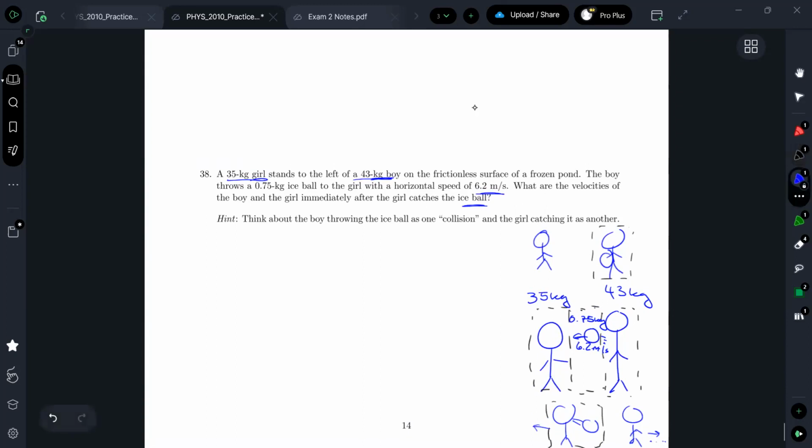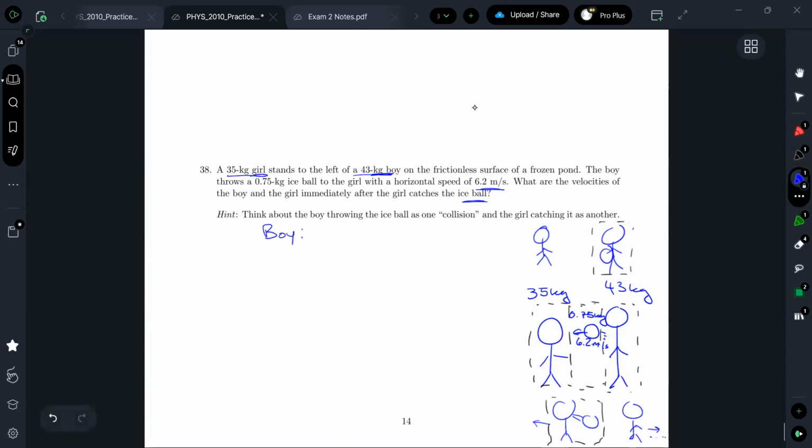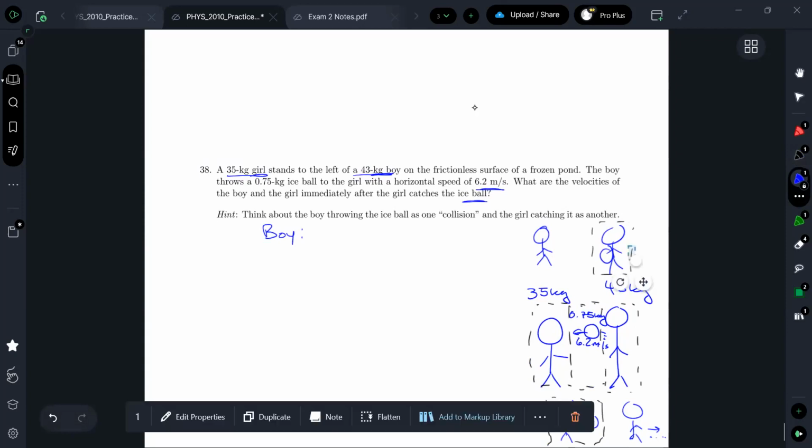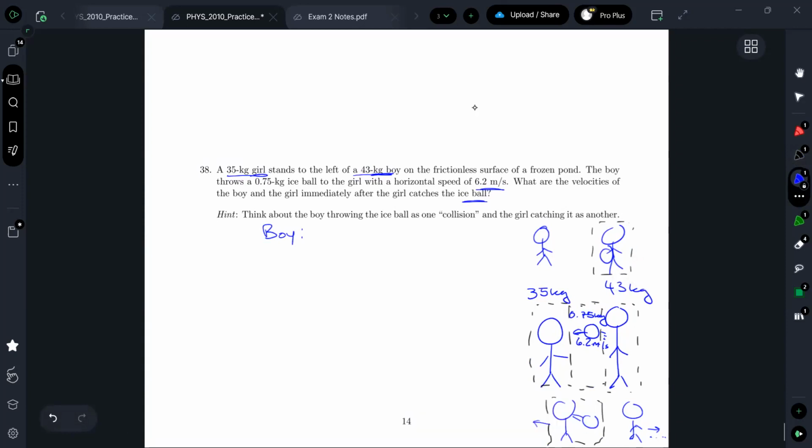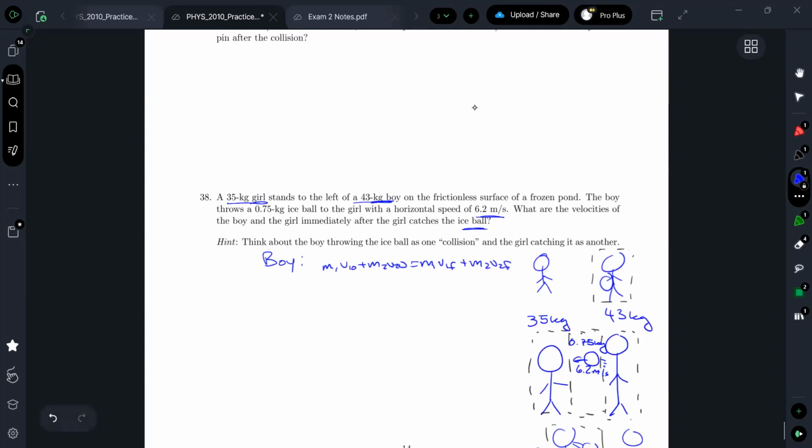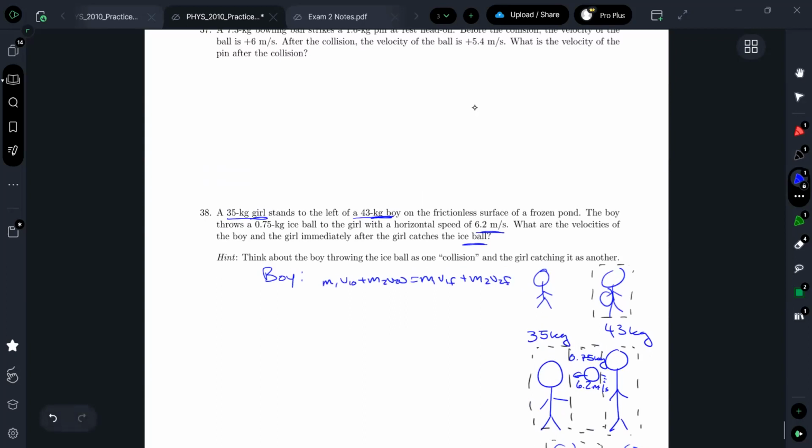Okay, so for the boy, that's all we're interested in right now, because he threw the ball first. That's the first collision that happened. Let's say M1 V10 plus M2 V20 equals M1 V1F plus M2 V2F. I just got to figure out what's what. So since I said I'm going to start with the boy, maybe I should have called that M1. If I mislabeled the first time, just erase, change it.